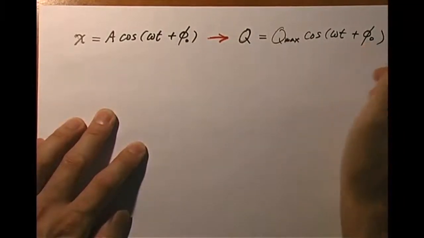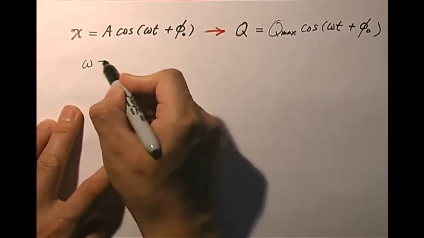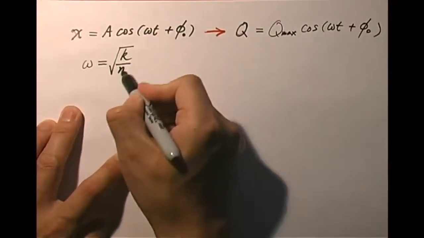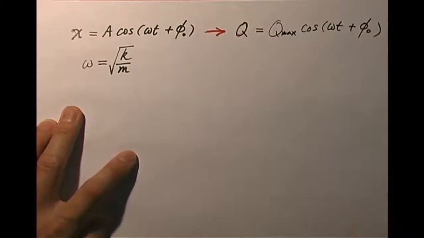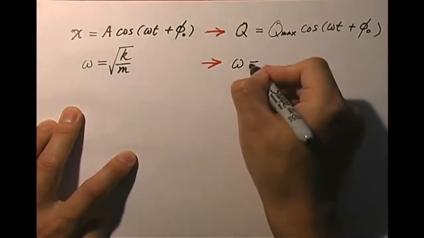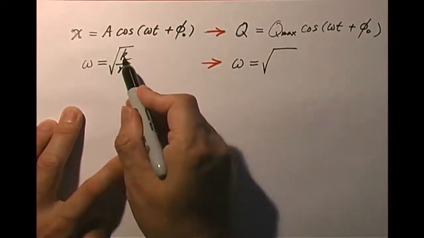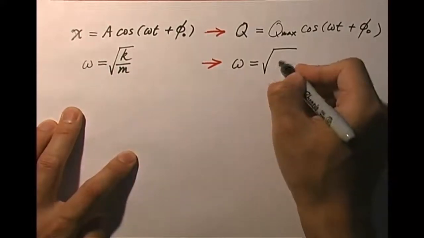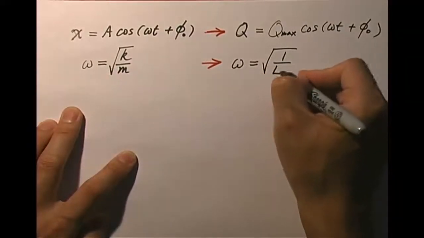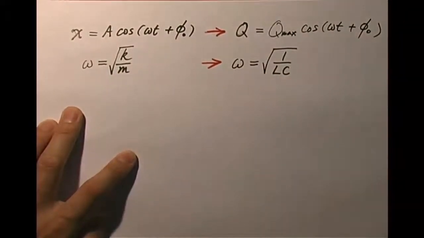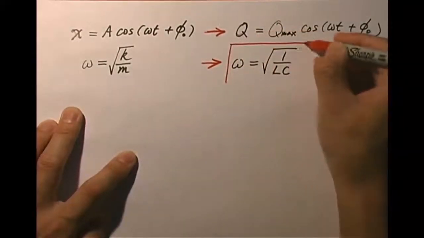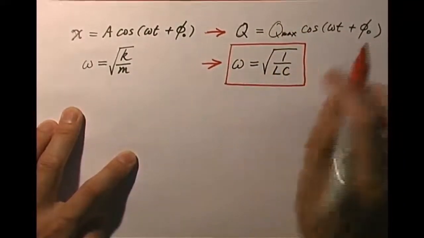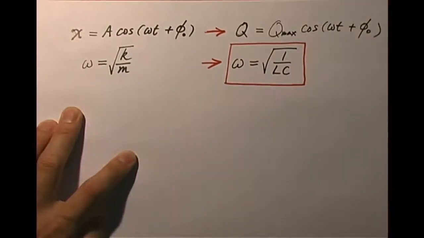Phi naught is just initial phase, depending on when you start your timer. Omega, in a mechanical case, omega was equal to the square root of what? K over m. Right? K over m. In the electromagnetic case, therefore, what do you think omega should be equal to? Equal to what? Square root of, now what is replacing K now? 1 over C. Okay, what is replacing M now? It's L. Okay, so it's 1 over C and divided by L, it is 1 over LC. This is the frequency, is the angular frequency of an LC circuit.